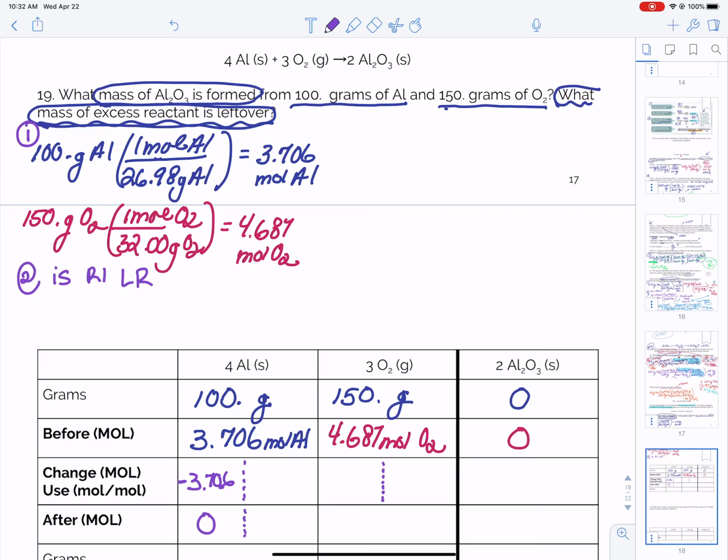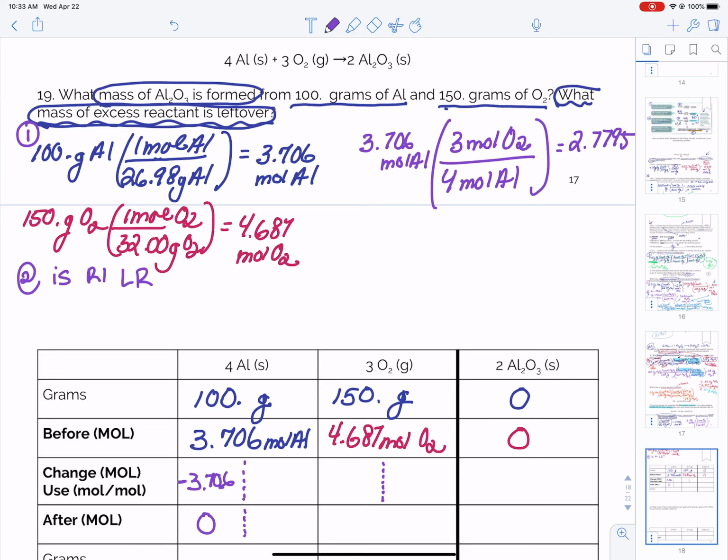Can I do that? Well, if I use up 3.706 moles of aluminum, how many moles of oxygen will I also use? This is the coefficients from the balanced chemical equation. 3 moles of oxygen will be used with 4 moles of aluminum. When I do that calculation out, I get 2.7795 moles of oxygen. That would be this guy, minus 2.7795.